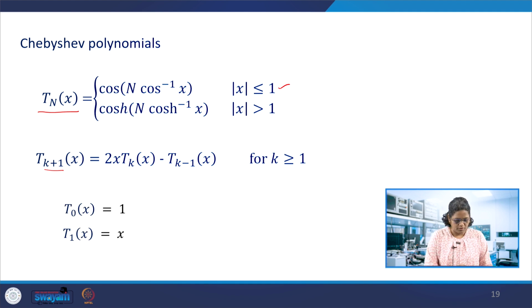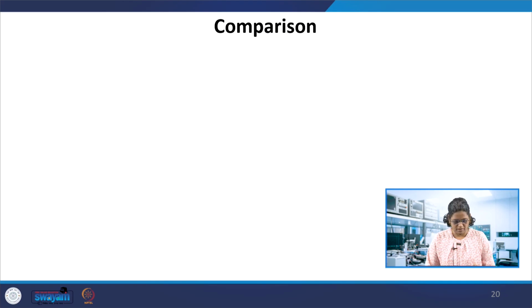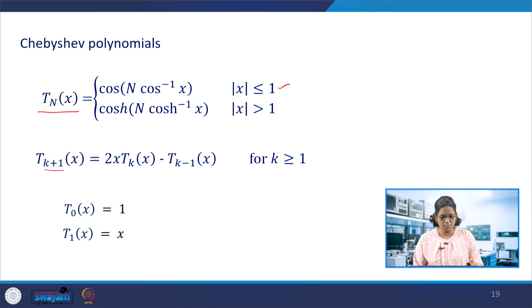T0(x) is equal to 1 always, and T1(x) is equal to x. So initially this starts with 1, and then it is equal to x itself. So x is T1(x). Using that, we can have the polynomials generated. Once we have this Chebyshev polynomial, that can be the denominator polynomial of the Chebyshev filter. If you know the order, which can be identified, x can be decided from the passband frequency omega.